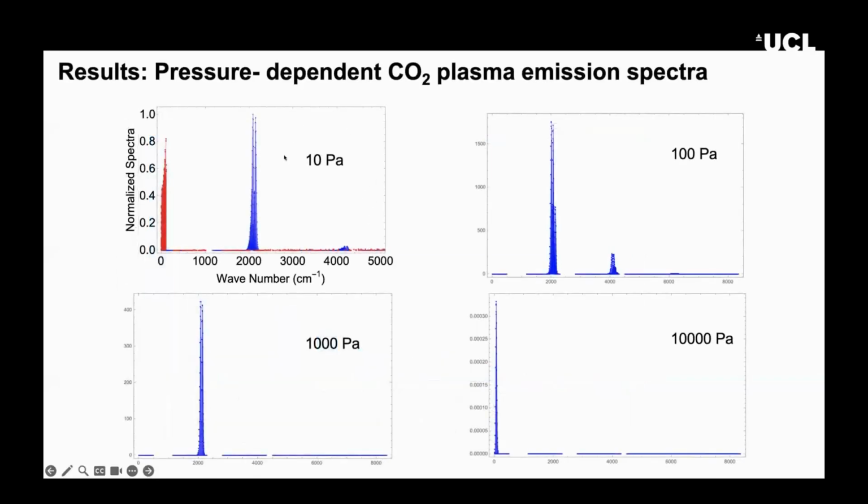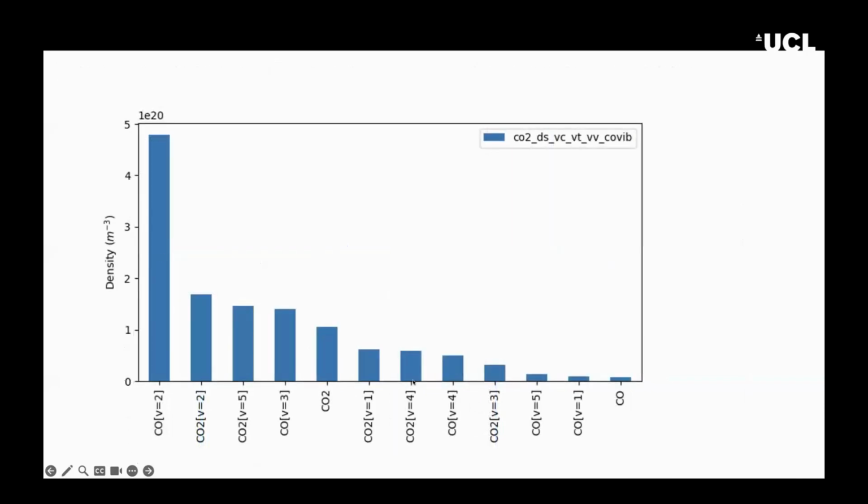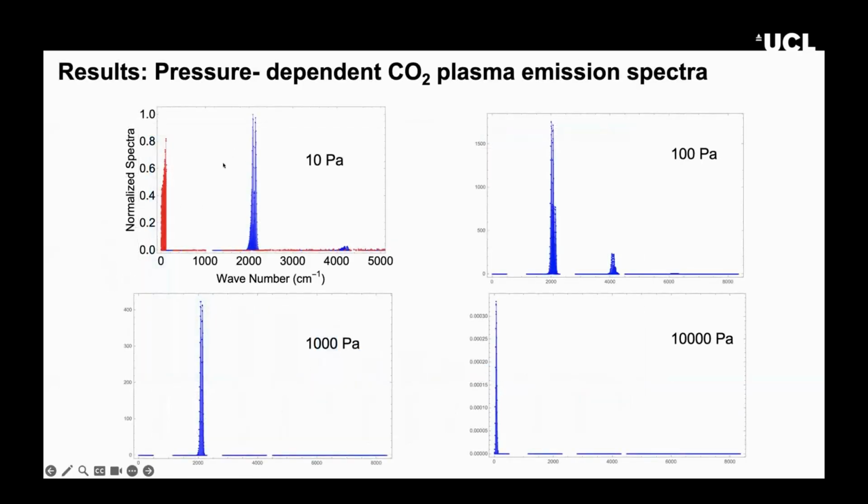And so far, we have done the simulation. This is the emission spectrum based on this distribution. You can imagine that if we have a different distribution, we will have a different emission spectrum. And then we can see the clear peaks from CO and CO2.